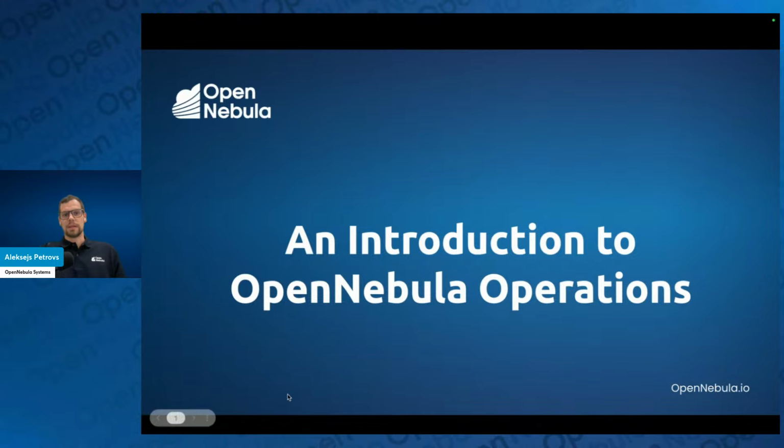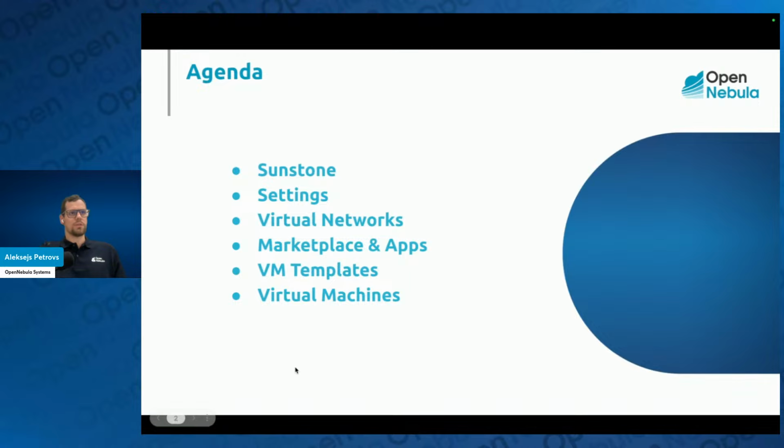Good. So let's begin. What we're going to cover today is Sunstone. We are going to learn what Sunstone is and how to access it, which depends on how you install it. Then we're going to talk about some user settings, a brief introduction to the most important ones. Then we go through virtual networks and virtual networking: what are the standards we support, and what are the different things you can configure when it comes to virtual networking.